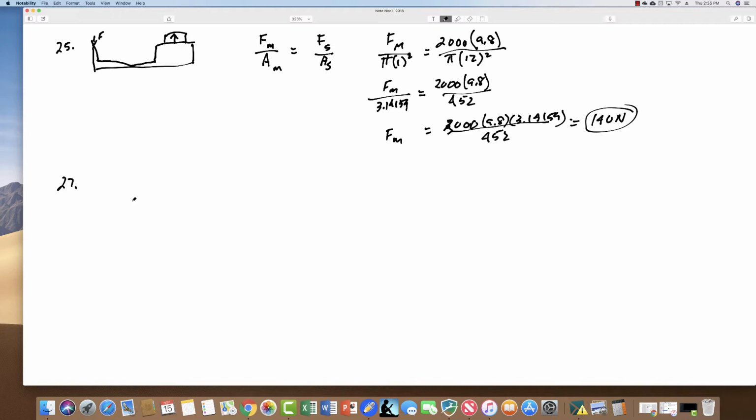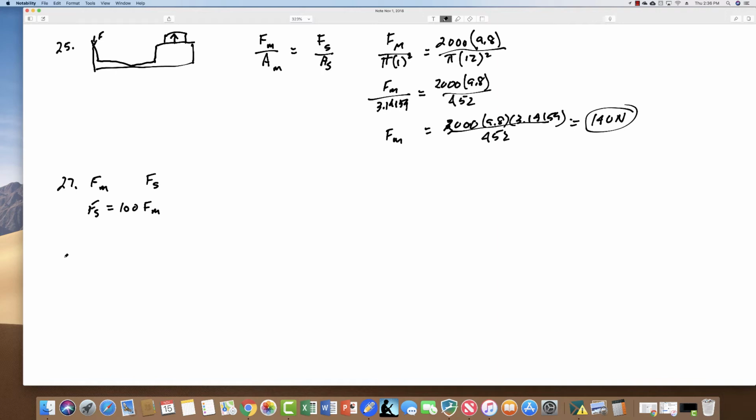Number 27. Number 27 states, a certain hydraulic system is designed to exert a force 100 times as large as one puts on it. So the force on the master related to the force on the slave is 1 to 100. So that means the force on the slave is going to equal 100 times the force on the master. So whatever you put on the master, if you want to know what the slave is, you have to multiply by 100.